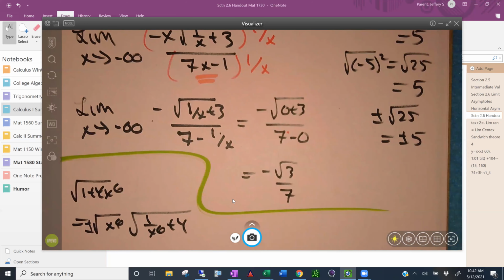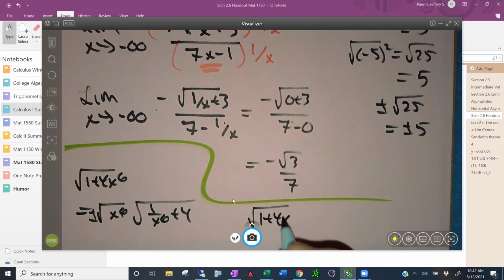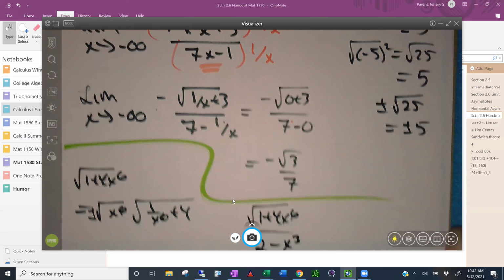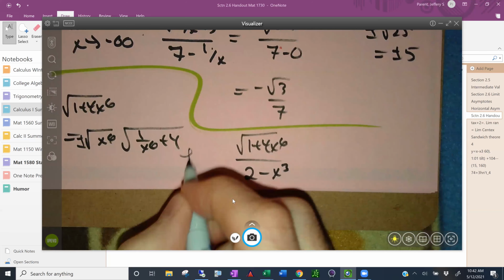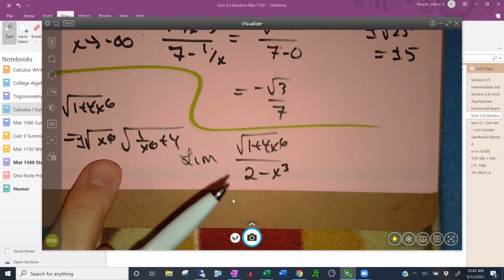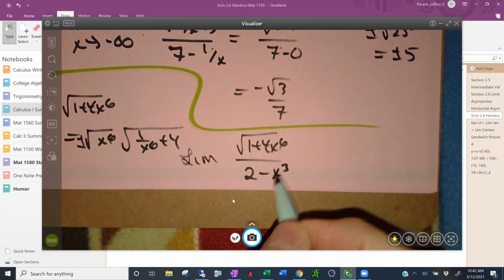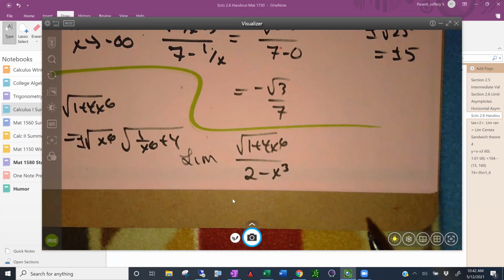So I was just showing the factorization of this. There's a problem in the book, something to the effect of 1 plus 4x to the 6 over, say, 2 minus x cubed. And if you're looking at that limit, then you'd have to play around with this, factor out effectively an x cubed, and then to finish this up, you divide everything by the highest power term in the denominator, which also happens to be your x cubed.